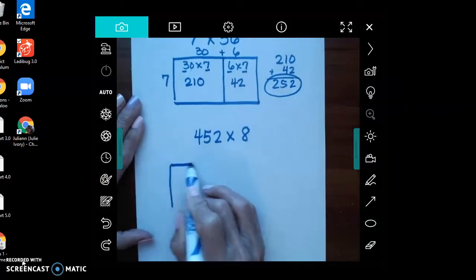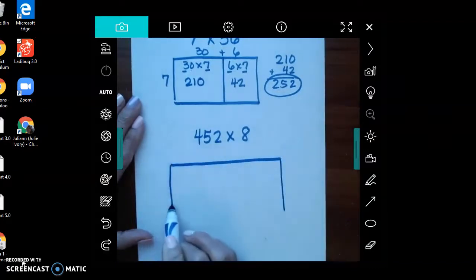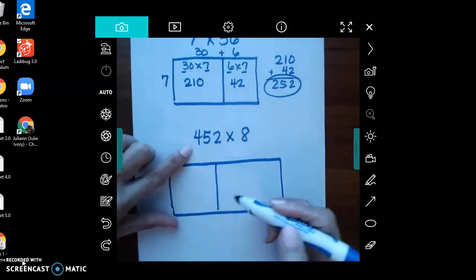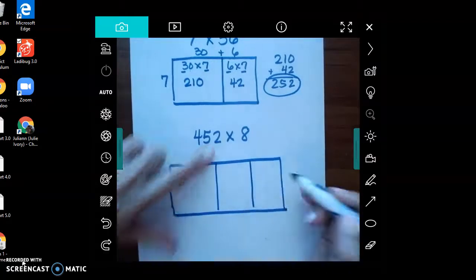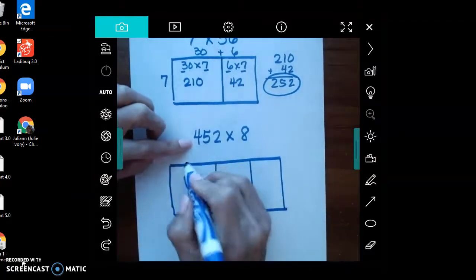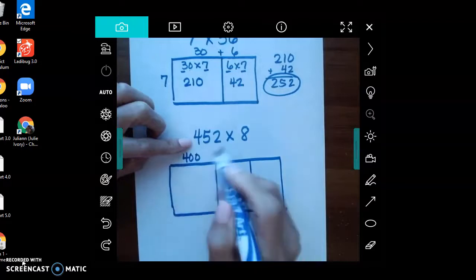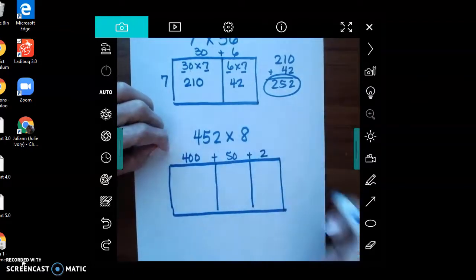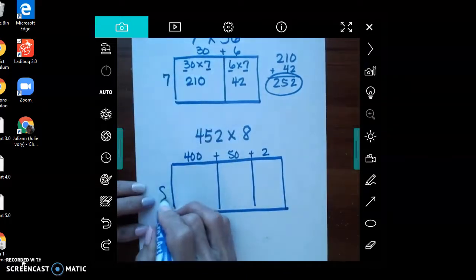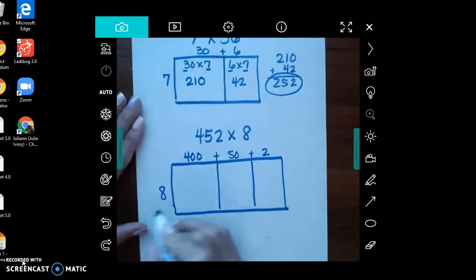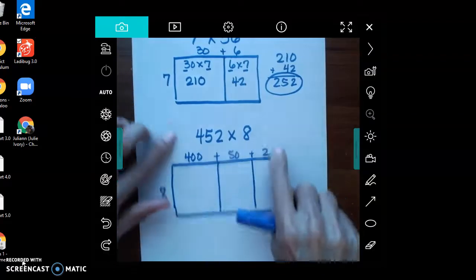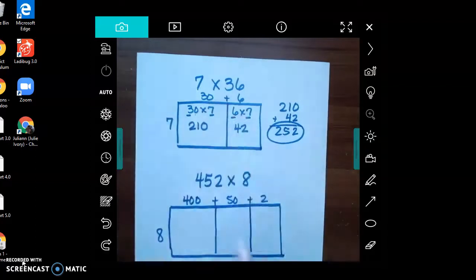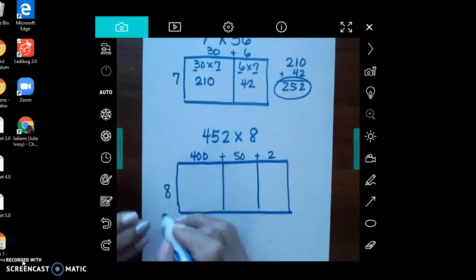We have 3 digits by a 1-digit number. So we are going to draw an area model that has hundreds, tens, and ones. And then we're going to expand 452 as 400 plus 50 plus 2. And we will label our factor 8 on this side. And then some of you need to write your equation inside your place value boxes, but some of you may want to do it this way.